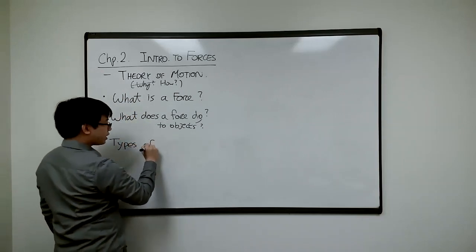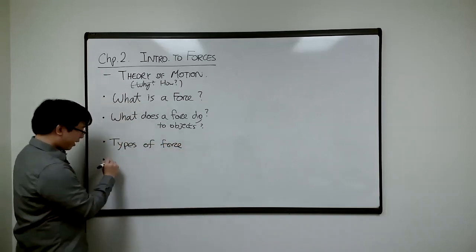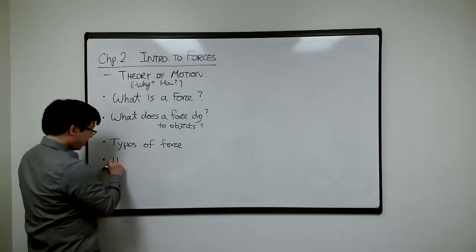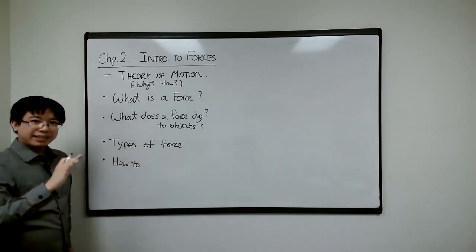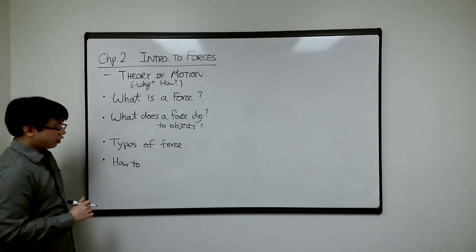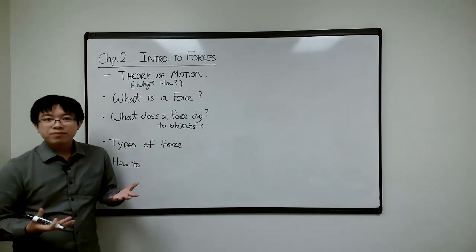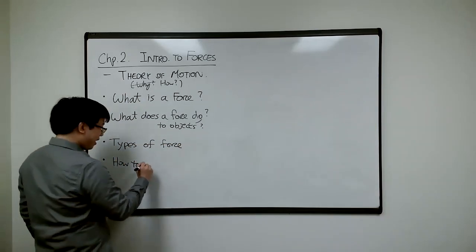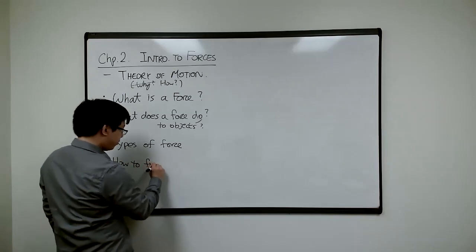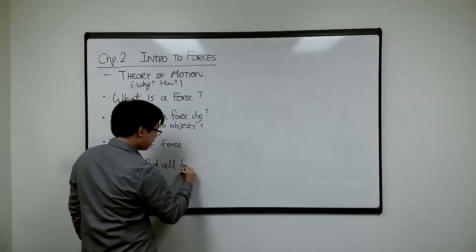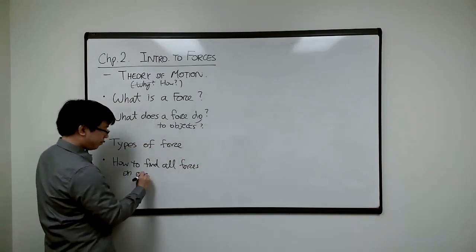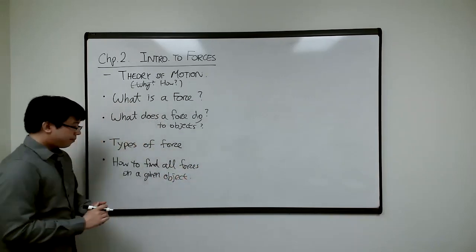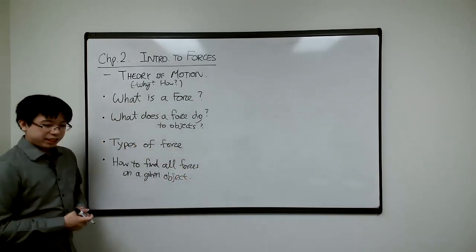And then we'll focus on these 2 first questions in this video, and then we'll look at the different types of forces that exist, and then we'll look at how do we find out all the forces that are exerted on an object, right? So if I tell you, well, I'm standing right here, so what are the forces on me? How do we account and tabulate all the forces? How to find all the forces on a given object? And that will be the starting point of analyzing why things move, okay?